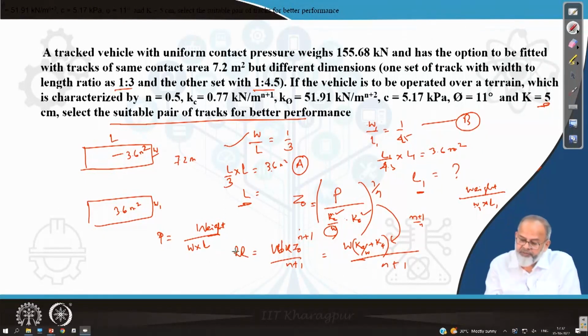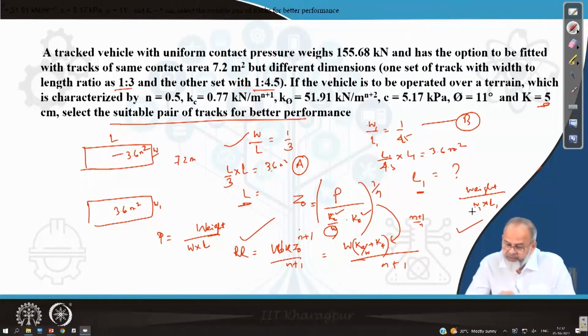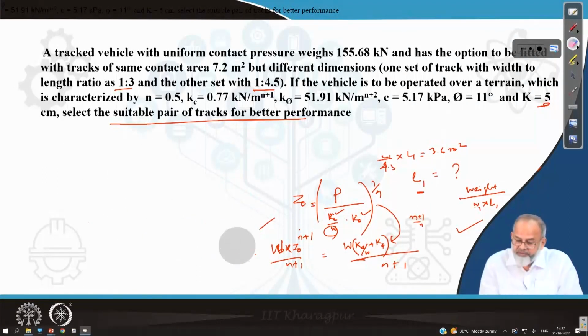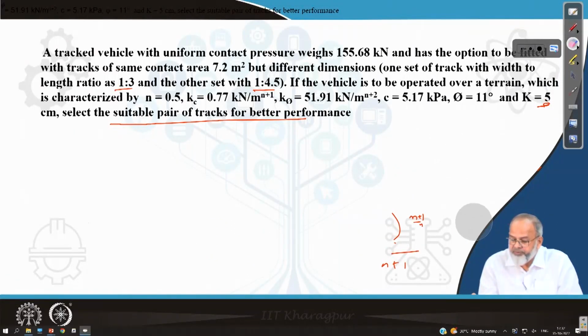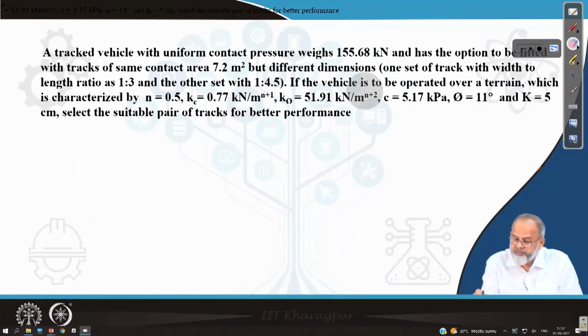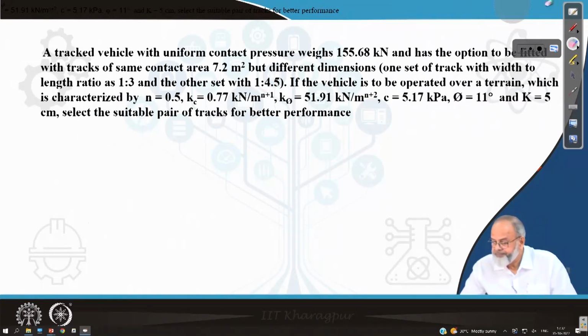So this way you can calculate the rolling resistance of the first track and the rolling resistance of the second track, which is having a width to length ratio of 1:4.5. Once you calculate rolling resistance, then you can compare which one is giving you lesser rolling resistance. Then comes the gross tractive effort or thrust which is developed, that is important. Thrust which is developed by the two tracks, even though their area is same.